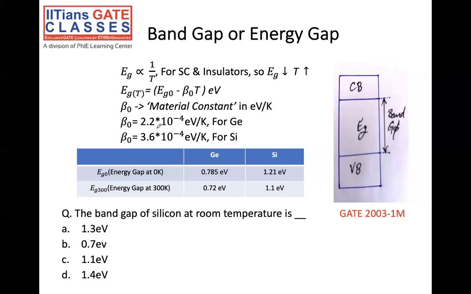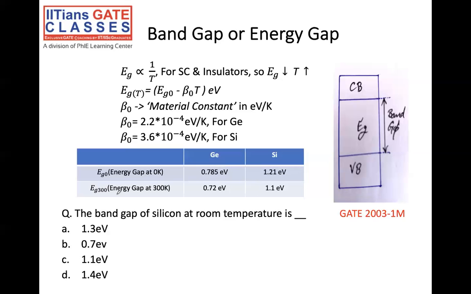These values we should remember, and this expression is very important for the public sector exams, but in GATE exams also they can ask questions based on this. So we can find out the energy gap at any temperature if the energy gap at 0 Kelvin is given to us. Now, for germanium and silicon, we can remember these values. At 0 Kelvin, the energy gap for germanium is 0.785 electron volt, and for silicon it is 1.2 electron volt.